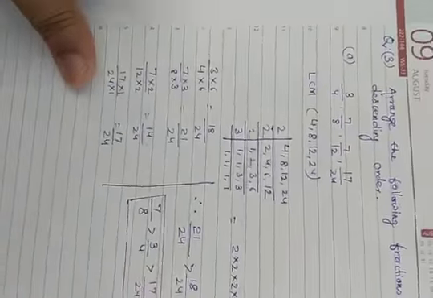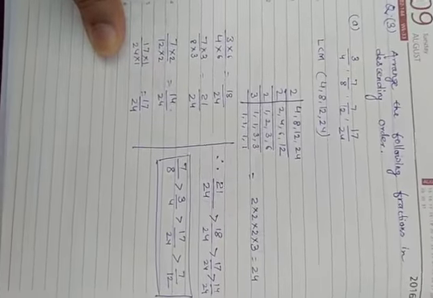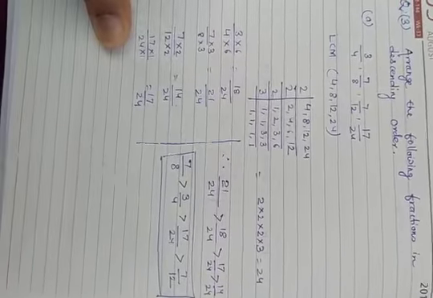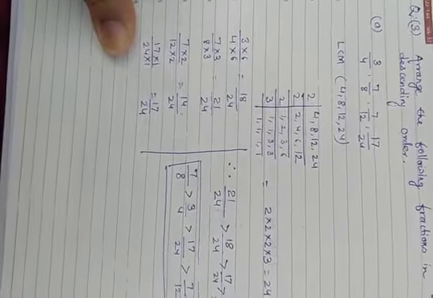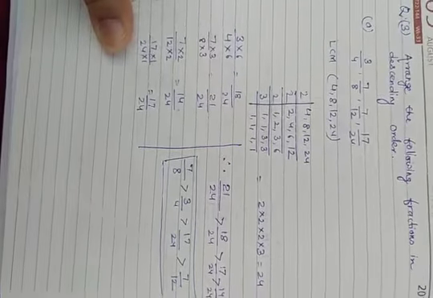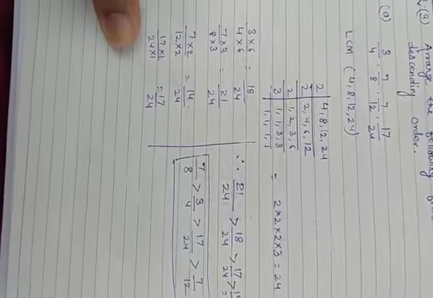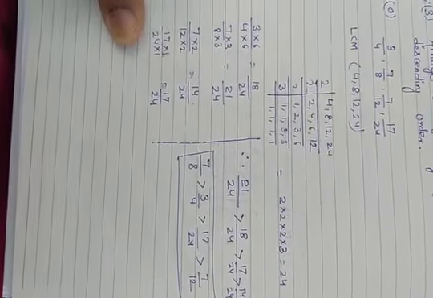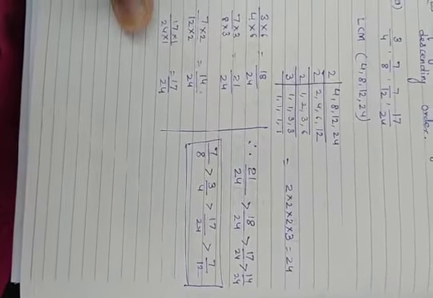Now moving on to question number 3. Arrange the following fractions in descending order. In question number 2 we have seen how to arrange in ascending order. In question number 3 we will discuss the arrangement of fractions in descending order. The same method is there. So the LCM of all the denominators 4, 8, 12 and 24 is taken, which is equal to 24.